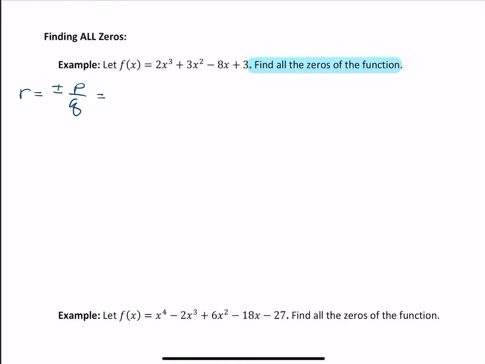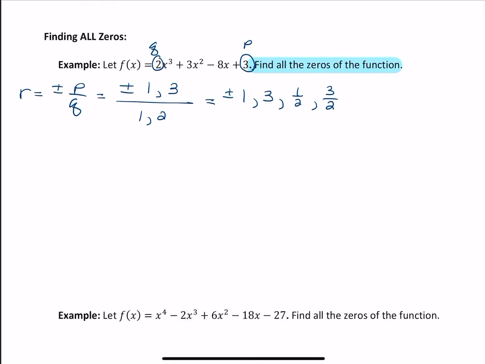So if I have a polynomial and it doesn't give me one to start with, I'm going to find my P and my Q and find all the possibilities first. So I've got my P is 3, so I've got plus or minus 1 and 3 are the factors of 3. And then I've got the factors of 2 are 1 and 2. So all my possibles would be plus or minus 1, 3, 1/2, and 3/2.